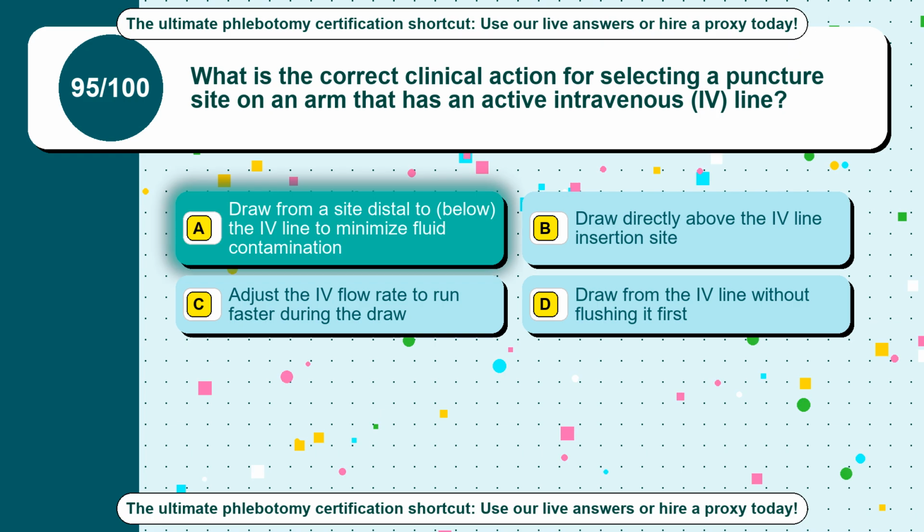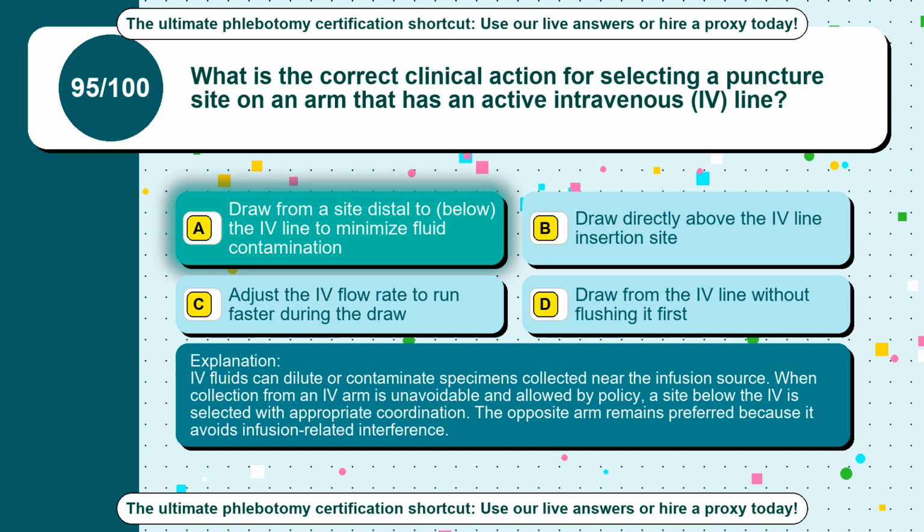The correct answer is option A. Draw from a site distal to, below, the IV line to minimize fluid contamination. The fluids can dilute or contaminate specimens collected near the infusion source. When collection from an IV arm is unavoidable and allowed by policy, a site below the IV is selected with appropriate coordination. The opposite arm remains preferred because it avoids infusion-related interference.